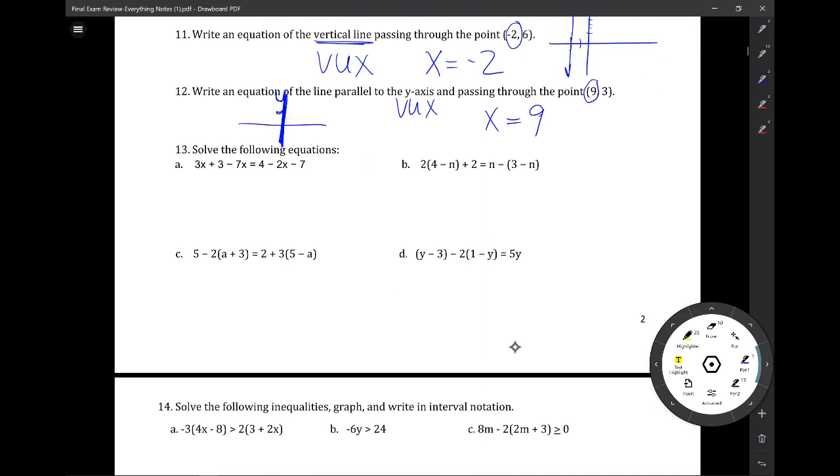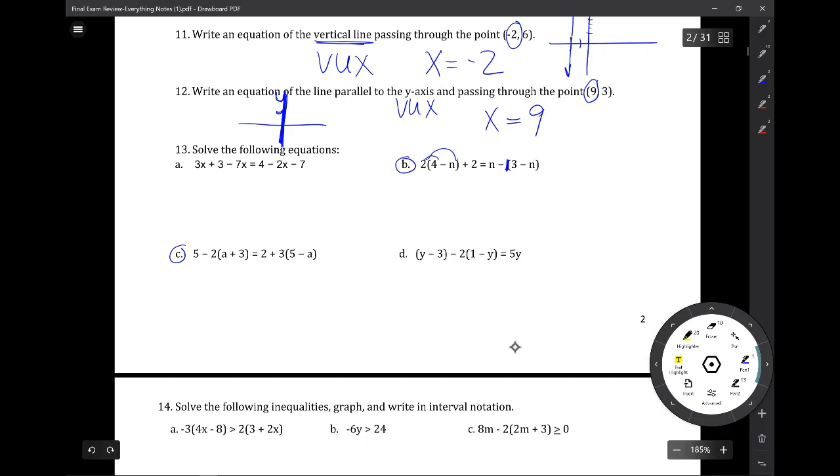All right, the next part, we're going to solve some equations. I'm not going to do every single one. Feel free to do these on your own if you would like. Let's do some of the more complicated ones that maybe you thought you would get the wrong answer. So I'm going to do B and C, and you feel free to do A and D on your own if you'd like.